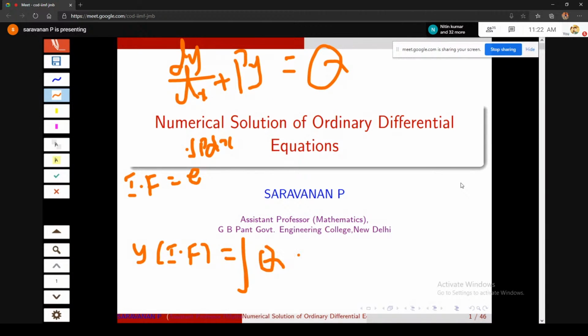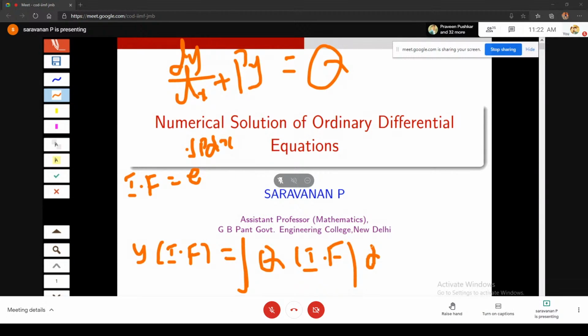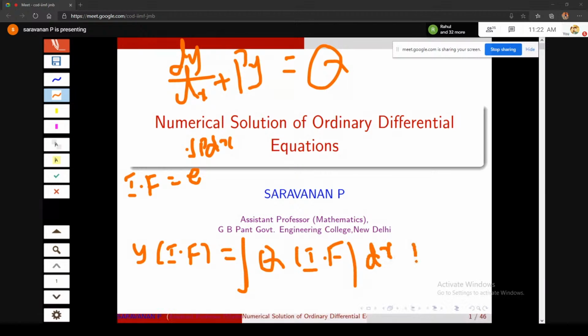So y into integrating factor equal to the integral of the right hand side. What is there in the right hand side? Q into integrating factor into dx plus c. To compute this c, you will sometimes be given something like y of 0 equal to 1 or y of 1 equal to something. So we can use this condition to find out this integrating constant c.